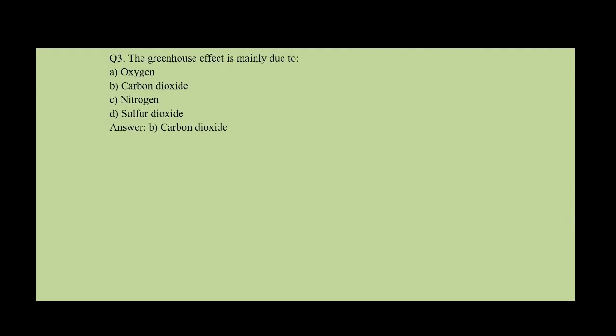Now let's move on to the third MCQ, which is the last MCQ. The greenhouse effect is mainly due to what? Oxygen, carbon dioxide, nitrogen, or sulfur dioxide. As we learned, in the air there is oxygen and nitrogen along with other types of gases. So oxygen and nitrogen do not cause the greenhouse effect. So the main gas that causes the greenhouse effect is carbon dioxide.